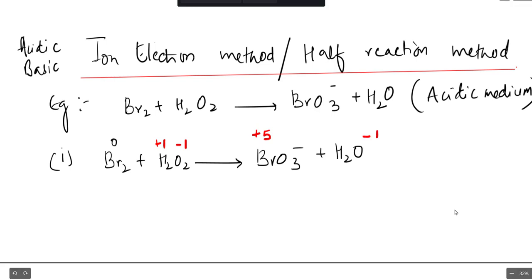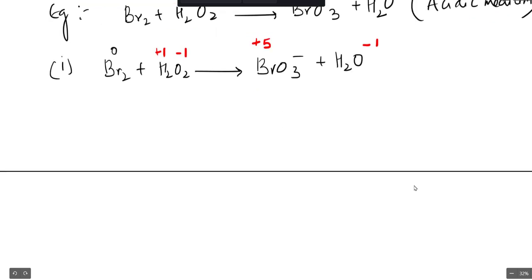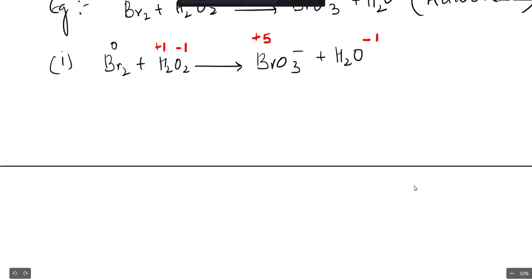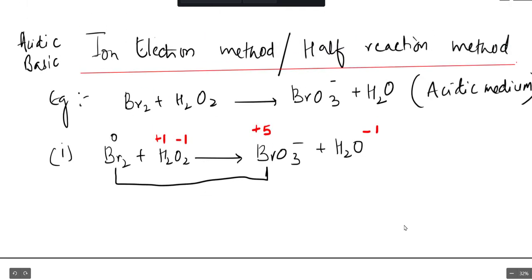This is done. After writing this, let us go to the next step. Let me take my black pen again and just see. The first thing is you take your pen and start analyzing this. First of all, this is your first element. You compare the bromine oxidation state with the bromine oxidation state. Right, students? Then after that, you're going to compare hydrogen peroxide, here hydrogen, with this.